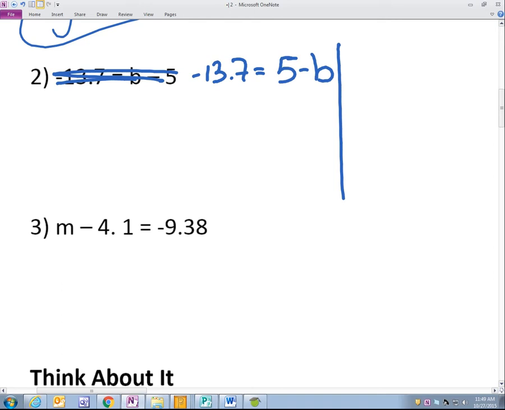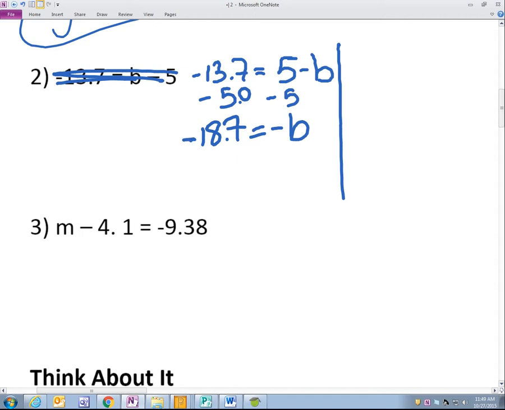So here's what works for what we're doing. What's the opposite of a positive 5? Negative 5. So I'm going to subtract 5 from both of these. Subtract 5 from this one as well. So that would leave negative B over on that side. And this is just going to be 18.7, because negative 13.7 minus 5.0 is just like adding, because it's becoming more negative.